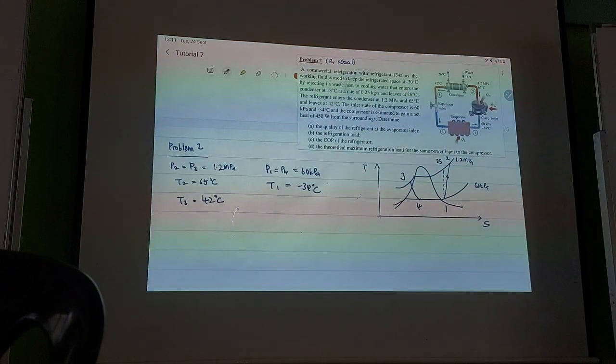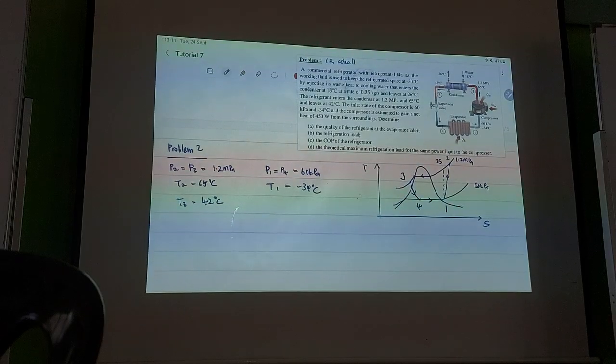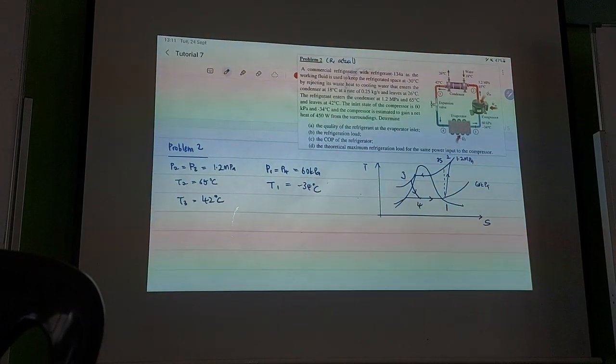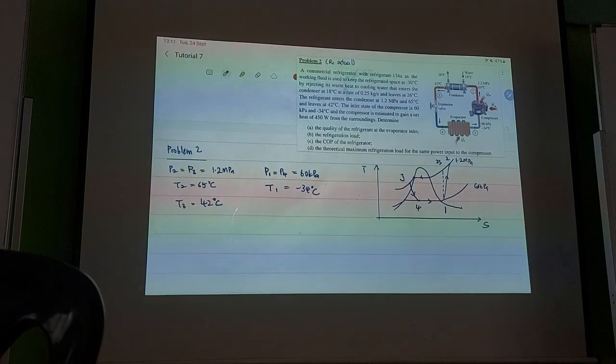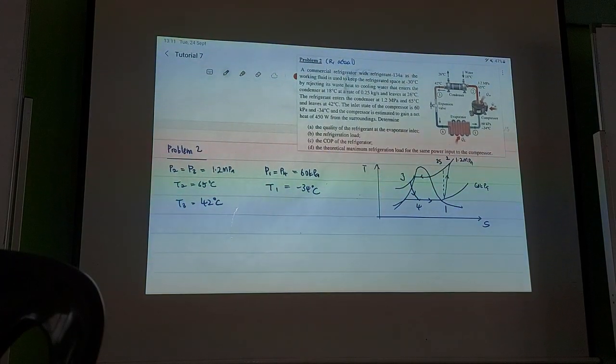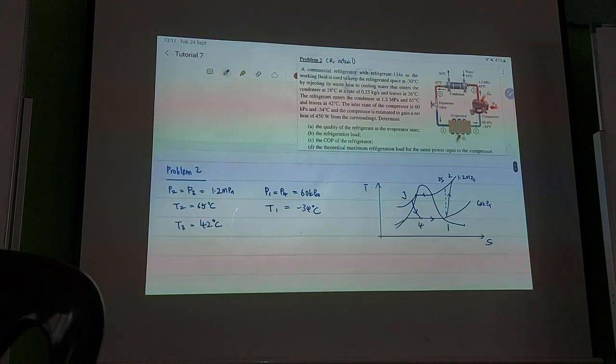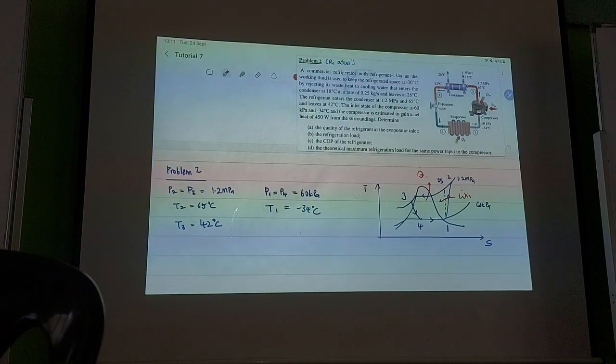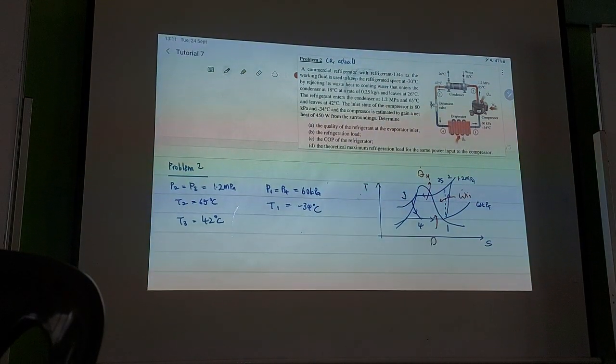Most likely we don't need it because the question doesn't. Based on the question, most likely you don't need it because you do have some other information there. Not sure yet, so we just write it down. And here this is the work put in, this is QH, QL.